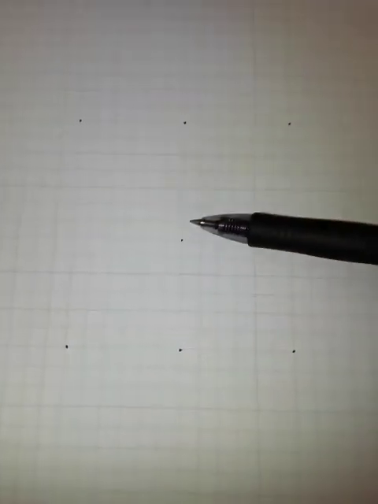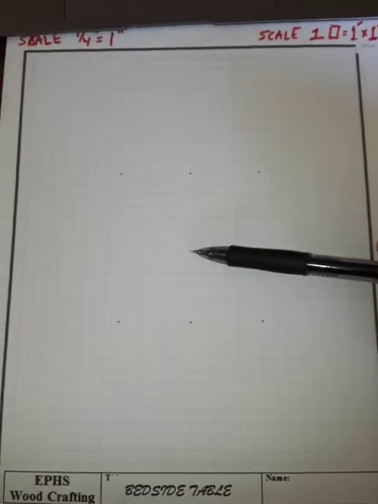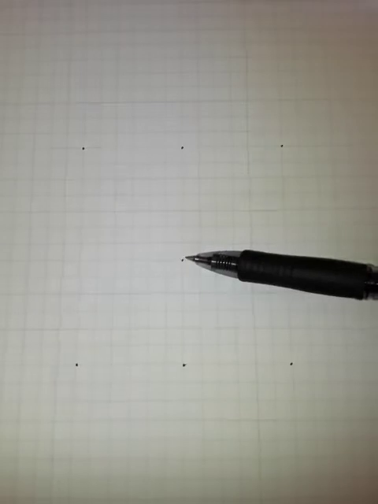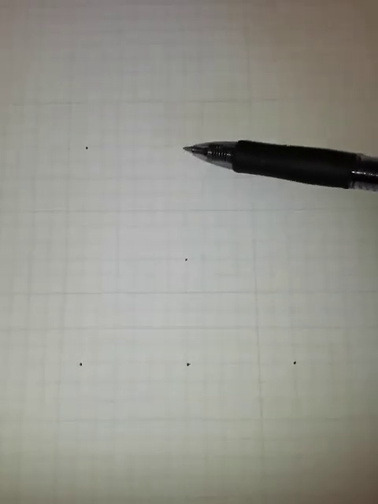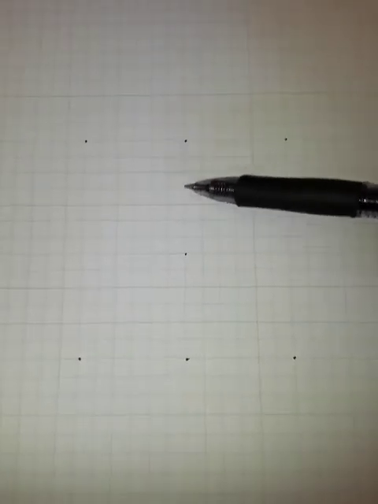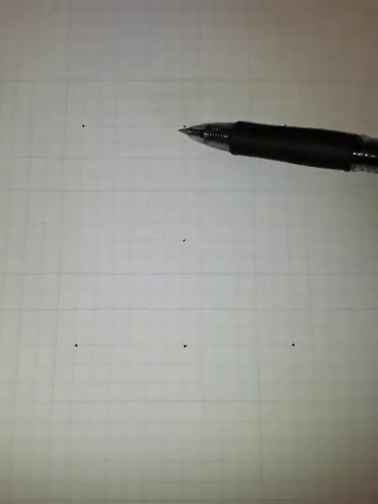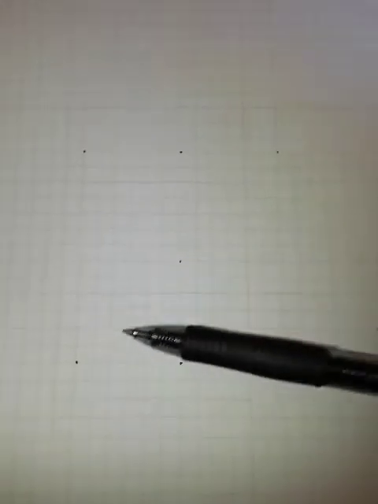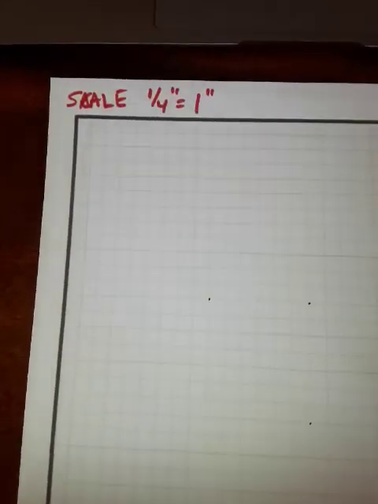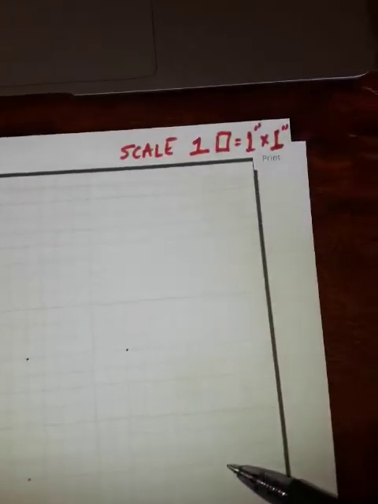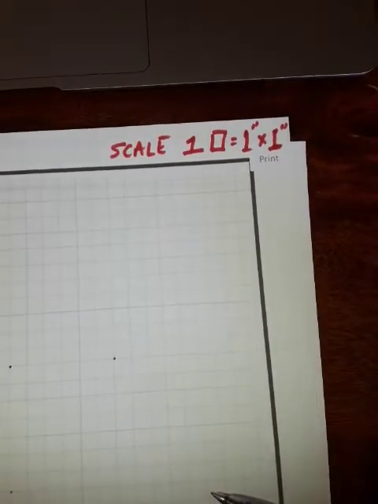Hopefully you can see these dots. Visually, I just found the center of my graph paper, and then I started to count out. I went 7 boxes up, and then I went 6 boxes down. So if I'm using graph paper, that would be a total of 13 boxes. So again, here is our scale. Our scale is going to be 1/4 inch equals 1 inch, and then 1 box equals 1 inch by 1 inch. So that's on graph paper.